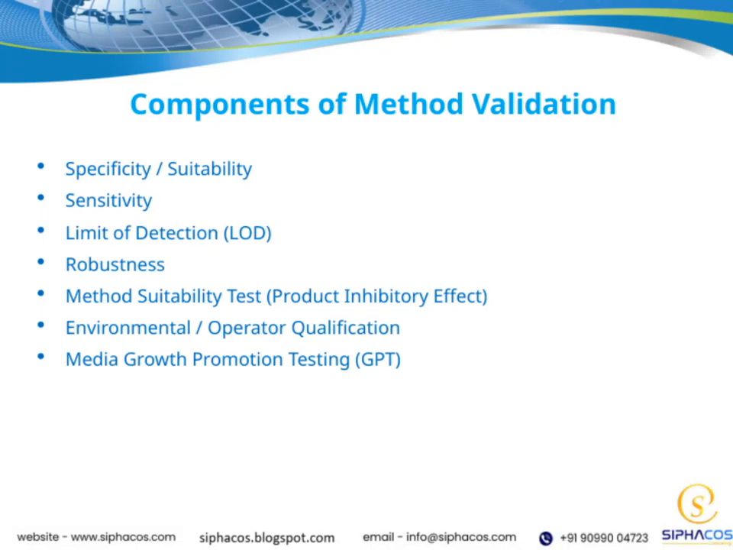Let's talk about some key components of method validation, starting with specificity and suitability. These are crucial because they ensure our method accurately measures what it's supposed to, even in complex samples. Sensitivity is next. It tells us the smallest amount of analyte we can reliably detect, which is vital for quality control.